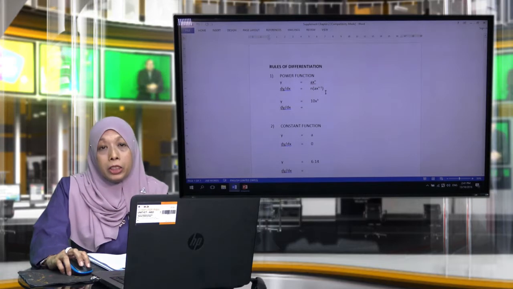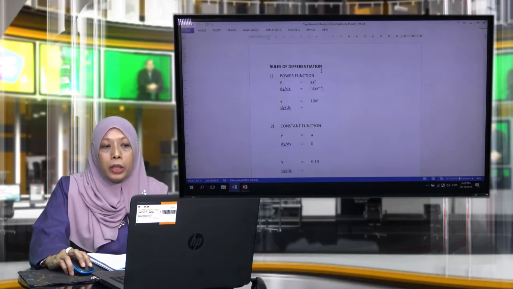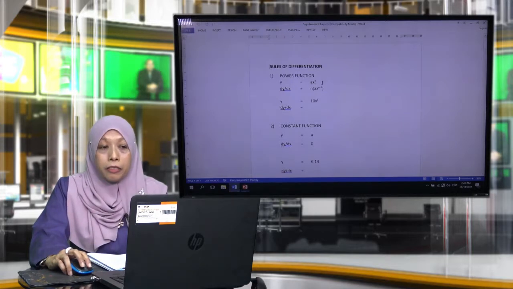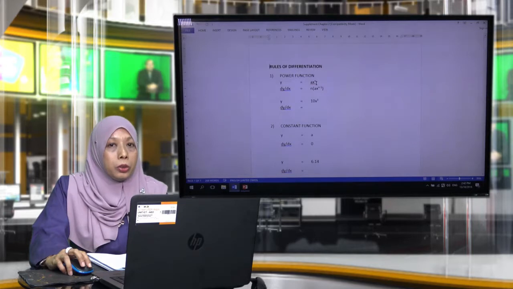As I mentioned to you just now, there are 4 rules of differentiation that are very much important for this course. The first one that you need to know is how to differentiate a power function. Remember, a power function is a function with an exponent. So when you want to differentiate this particular function, all you need to do is go through 3 steps.